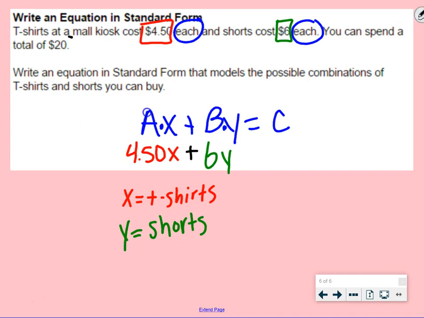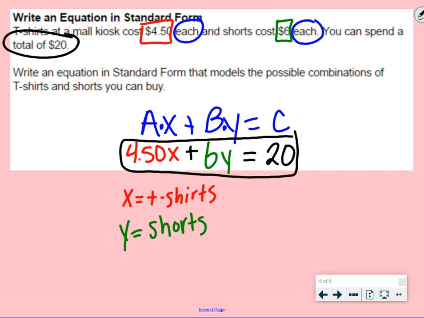We do know we can spend a total of $20. So no matter how many t-shirts we buy and how many shorts we buy, it has to be equal to $20. We can't spend any more than $20, so that equation has to be equal to 20. So really you're looking at C is your total, and then A and B you're looking for those words that mean multiply: each, for, per, those multiplication words.